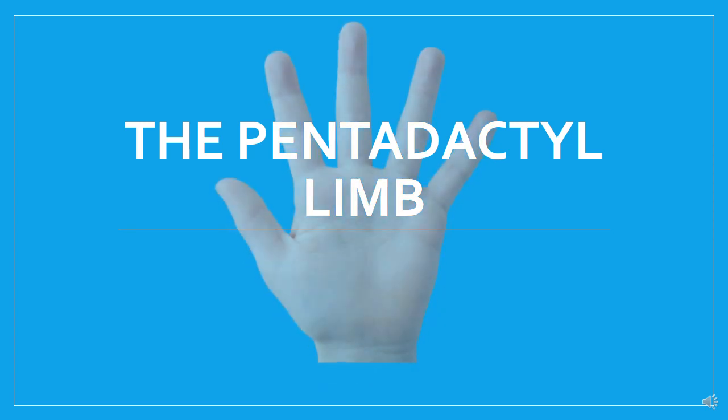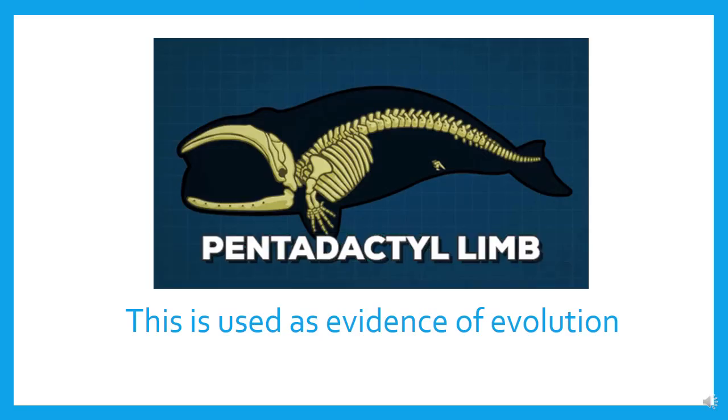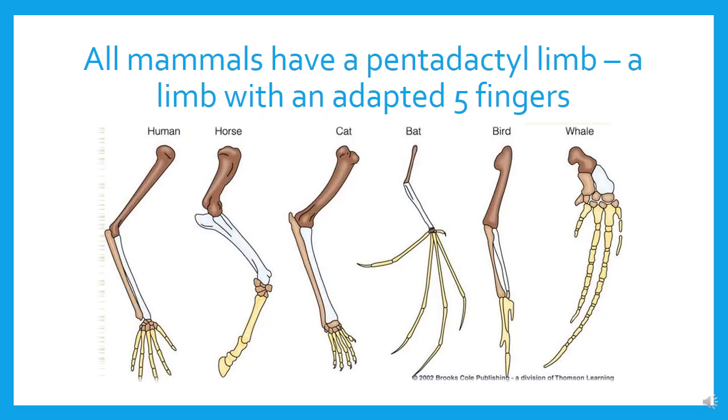This presentation is about the pentadactyl limb. The pentadactyl limb is used as evidence when people are talking about evolution. All mammals have a pentadactyl limb. That's a limb with an adapted 5 fingers, here shown in yellow.